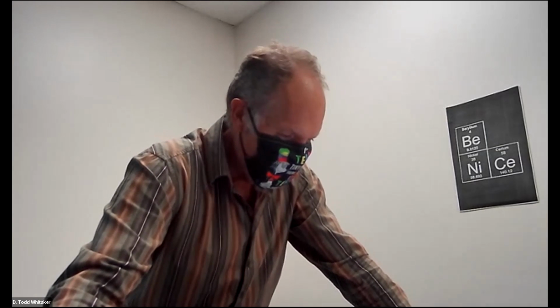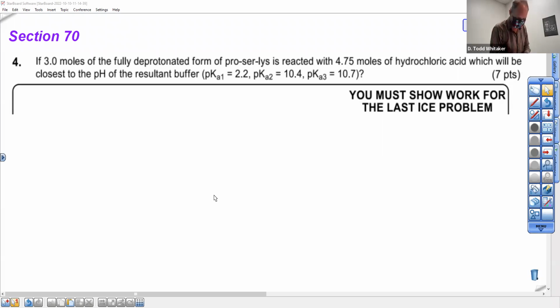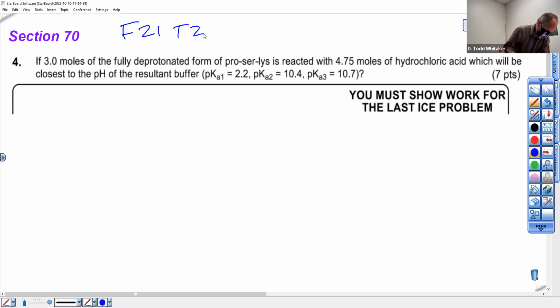We have buffer problem, part 2. I grabbed one from the fall 21 exam, and it's got a tripeptide here, Pro-Ser-His-Lys. You don't need to know what it looks like, even though on this exam it does show you. Sorry.